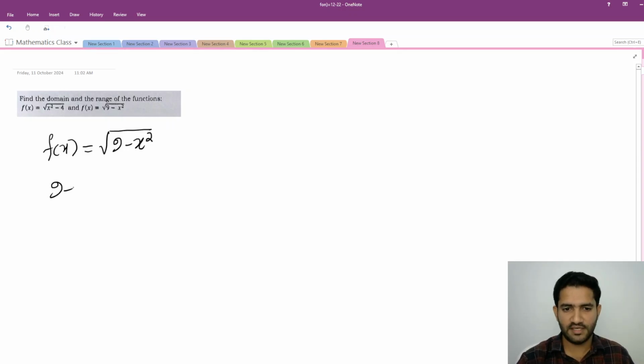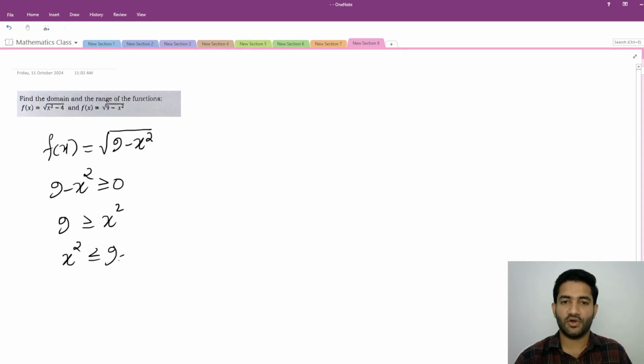We know that 9 minus x squared should be greater than or equal to 0. So we are taking this x square to the right side, so it will be 9 greater than or equal to x square, or we can write x square is less than or equal to 9. That means we have two conditions. x is less than or equal to 3 and x is greater than or equal to -3.